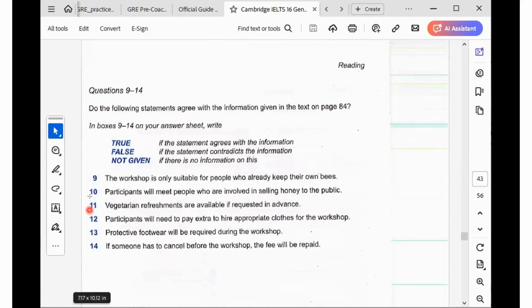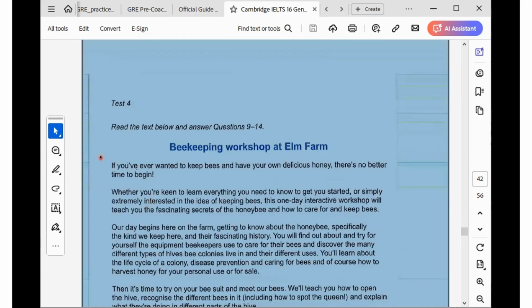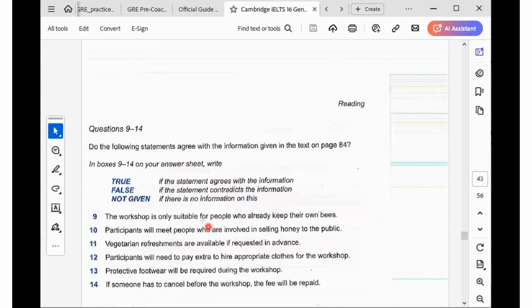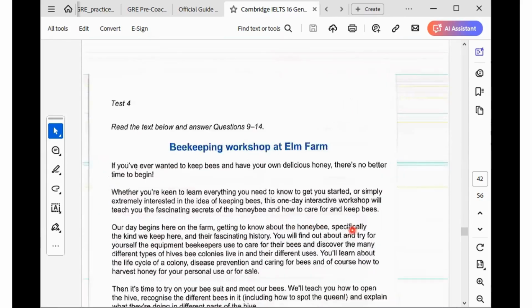If the statement mentions something that is not in the passage, that is not supported by the passage and not contradicted by the passage, then our answer is going to be what? Not given. Look at it here. Participants, we saw participants in the passage. People that want to come for the workshop are called participants. Then we'll meet people who are involved in selling honey to the public.